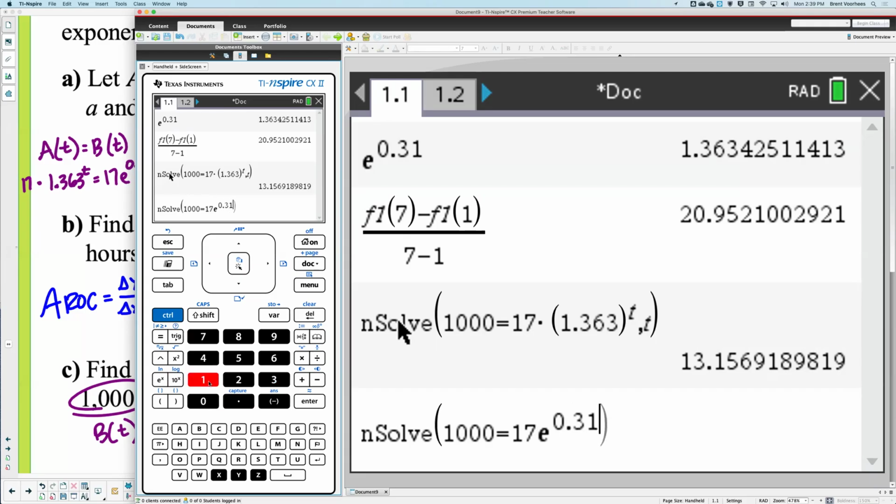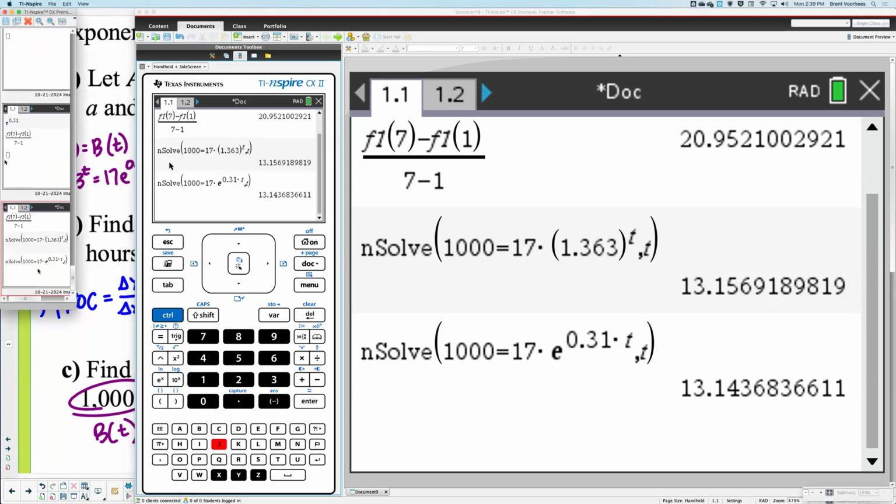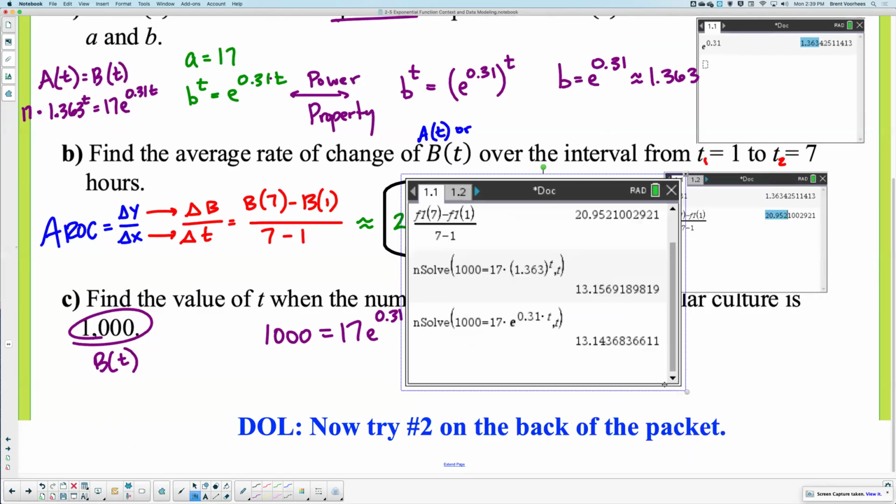What are y'all getting for your answer? 13 point. Okay, so the only difference I have here is rounding. Because I used this base from earlier. But you can see that whichever equation you use, you should get the same answer. It's just I rounded my base that I pulled in from earlier.